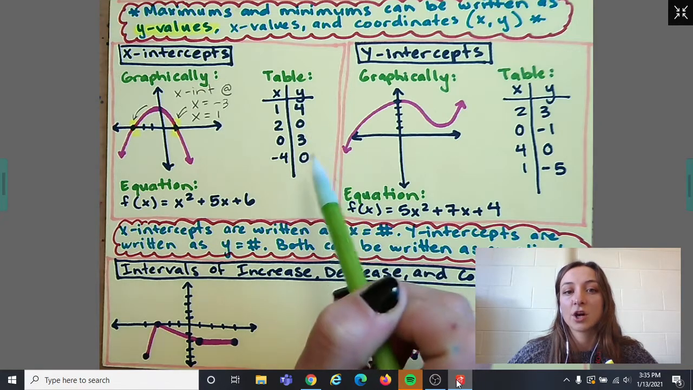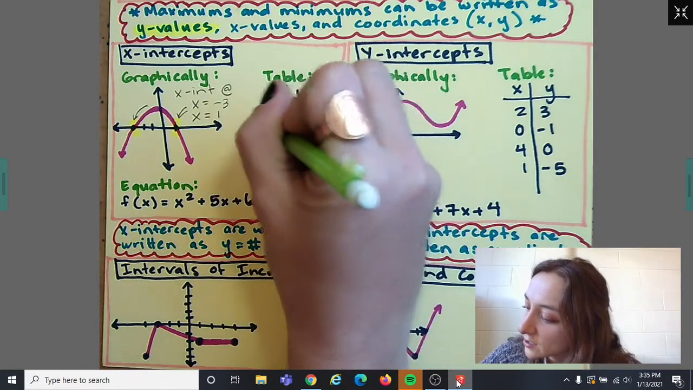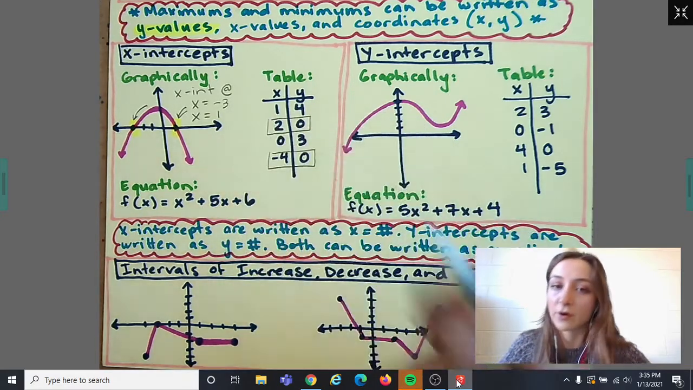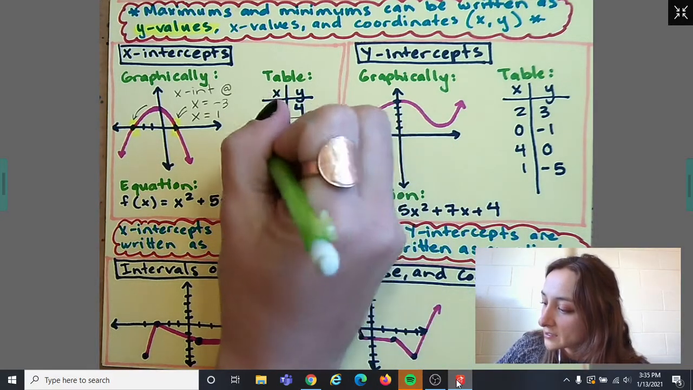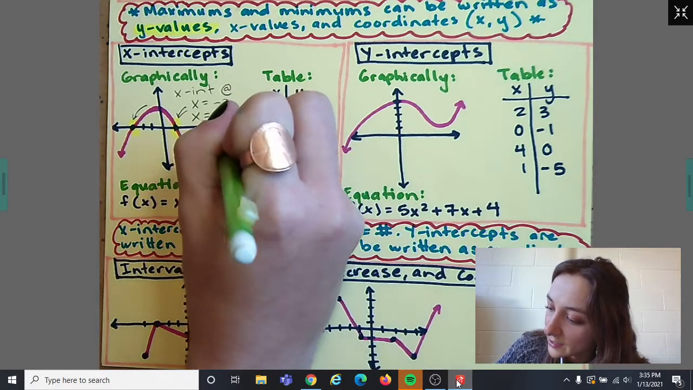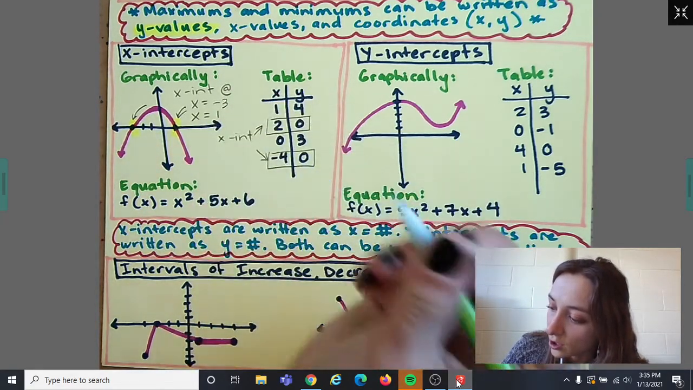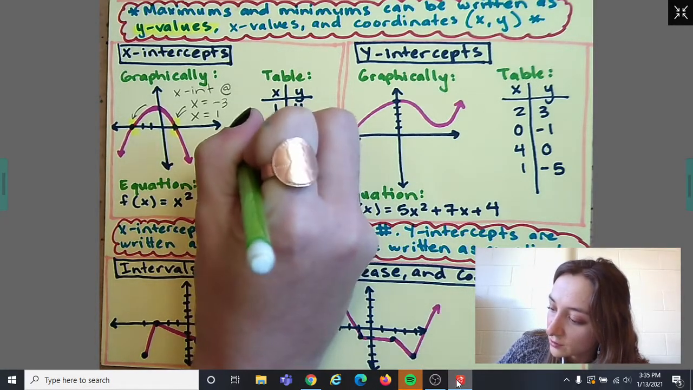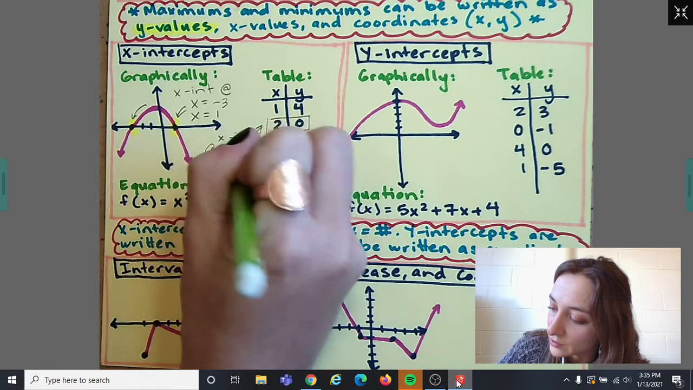And this is actually occurring at 2 points. It's occurring at 2, 0, and at -4, 0. So there are 2 x-intercepts here. And these x-intercepts are at x equals 2 and x equals -4.